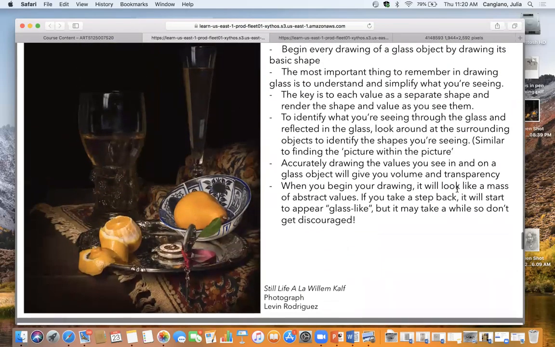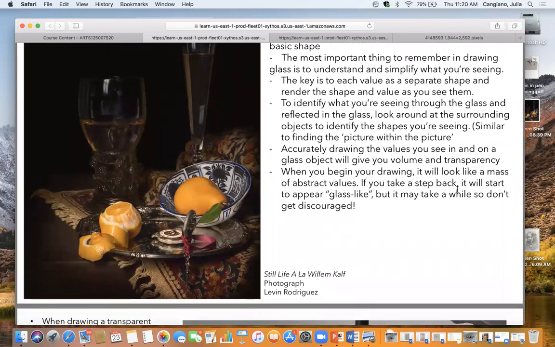When you begin your drawing, it'll look like a mass of abstract values. This is something that I cannot stress enough: in the beginning stages, it does look really abstract. And then all of a sudden it does come together once you start to refine the shapes as much as possible, and add in your really bright highlights and your dark contrasty shadows. Then all of a sudden it'll come together.